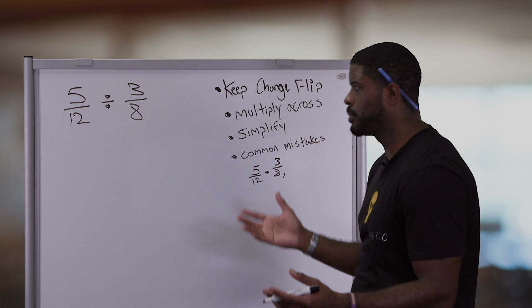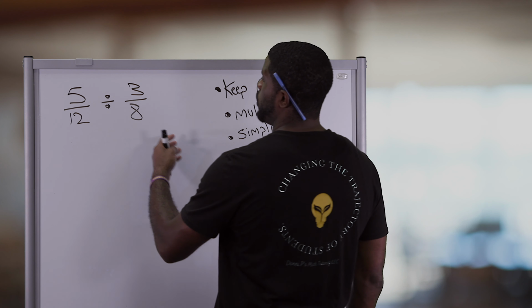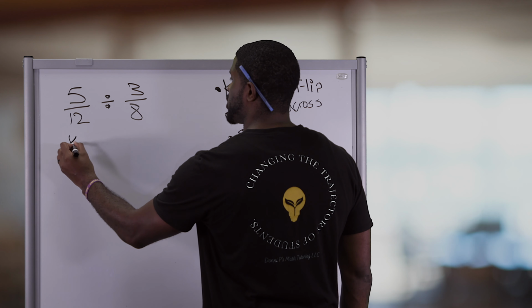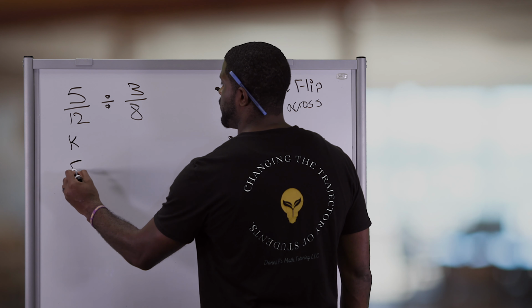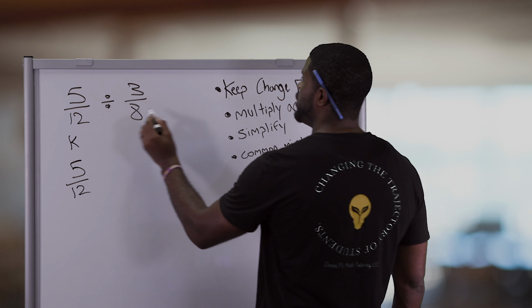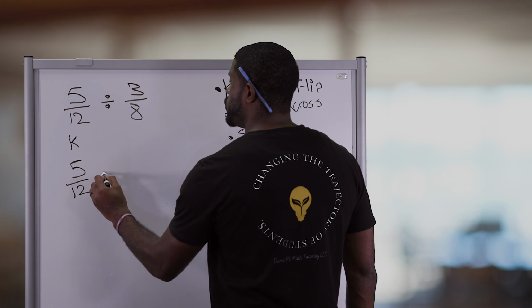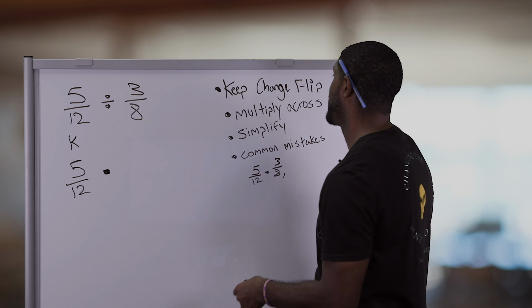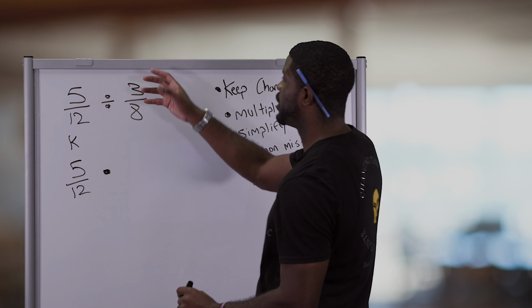So, keep, change, flip, what is that? Well, when we get to our division fraction problem, we want to keep the first fraction, okay? So we're going to keep 5 over 12. We want to change the division into multiplication, and then we want to flip our second fraction.